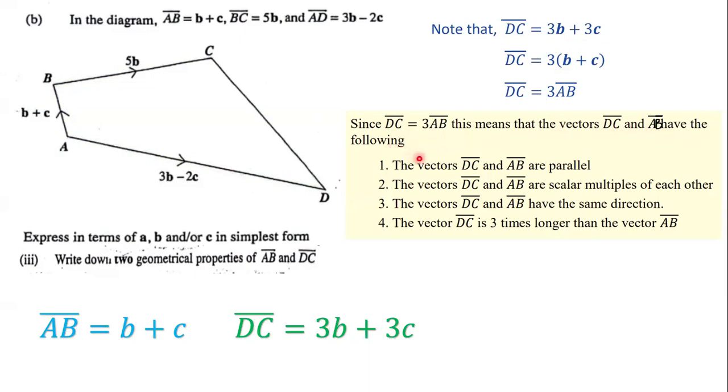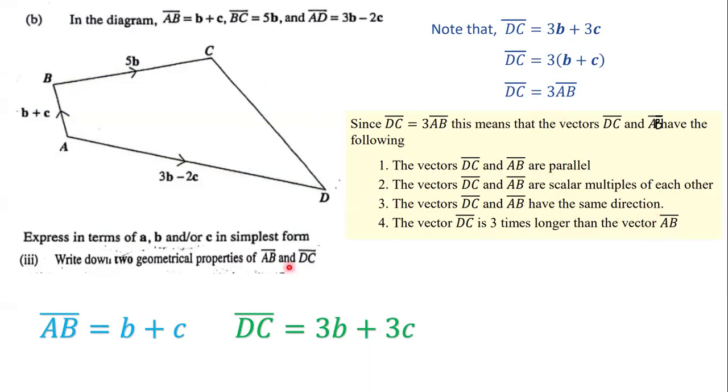The first one is that the vectors DC and AB are scalar multiples of each other. And since they are scalar multiples of each other, we can say that they are parallel. That's what it means to be parallel. 2 vectors are parallel if there exists a scalar such that if we multiply it by the vector, we get the other vector. So the vectors DC and AB are parallel. They have the same direction because 3 is positive, and vector DC is 3 times longer than vector AB.